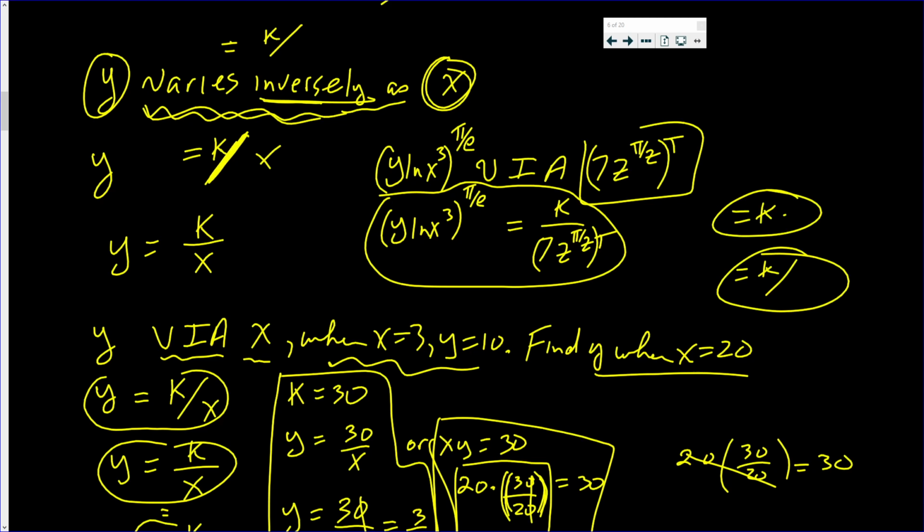This finishes the section on variation problems.